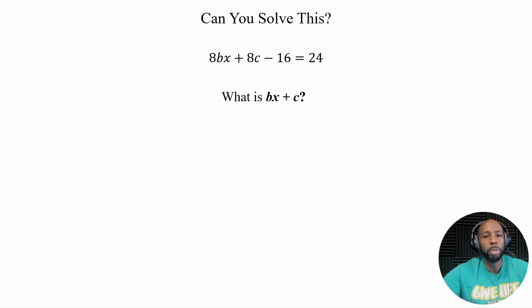You have 8bx plus 8c minus 16 equals 24. What is bx plus c? So this is a pretty easy one here.